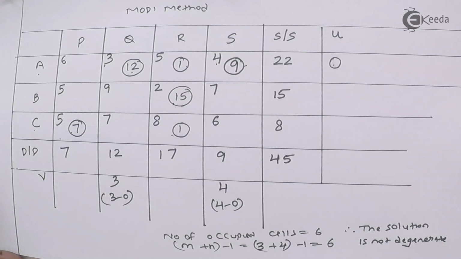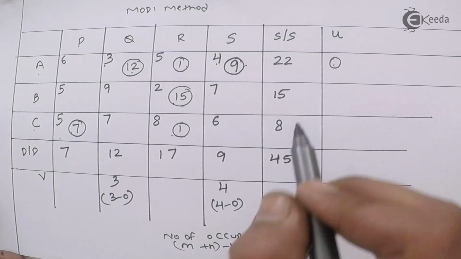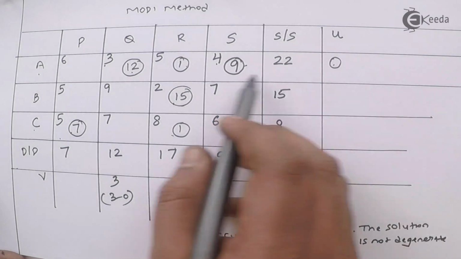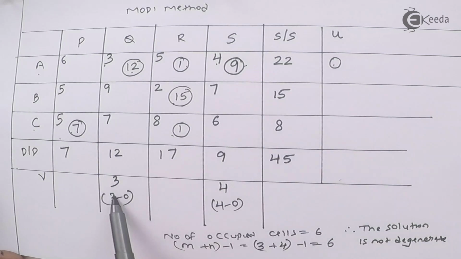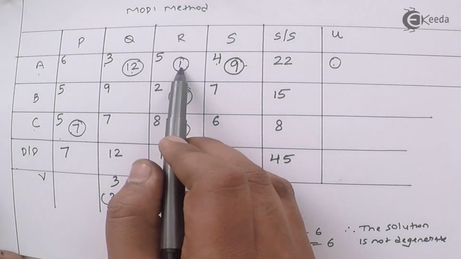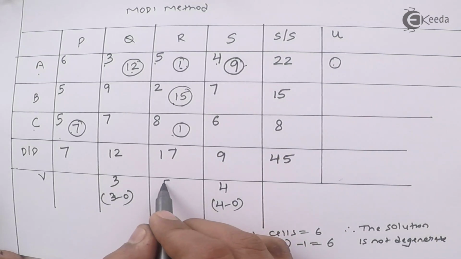So let's check once again the values of U and V. We have got a 0 here. In my first row, I have got 3 occupied cells. 3 minus 0 is 3. I got one more occupied cell here, 5 minus 0, it will be 5.